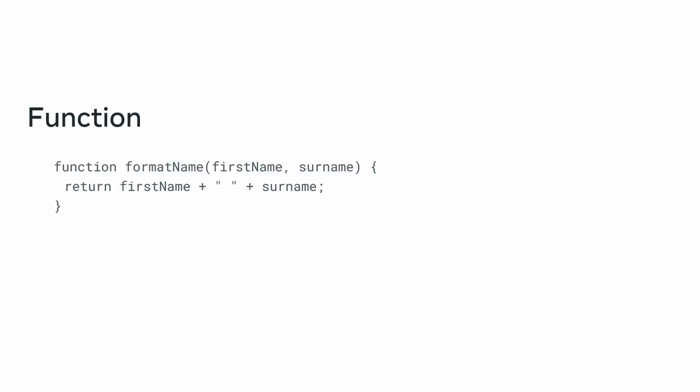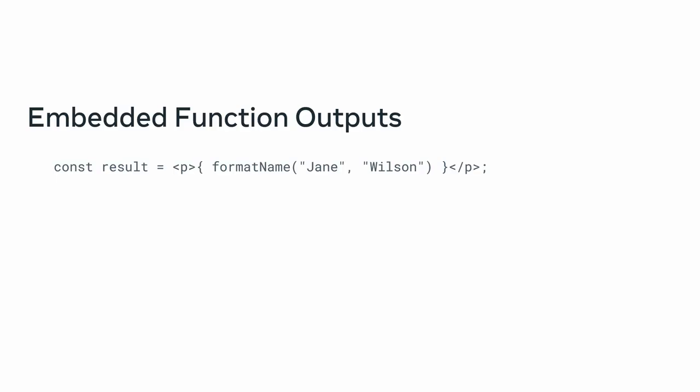Let's say you need to output the person's name in a specific format. To do this, you can first create a function named formatName that will return the first name and surname with a space character between them. In your JSX, you can then call this function inside the curly brackets. As with the previous example, the value that the function generates for the JavaScript variable will be output in HTML.